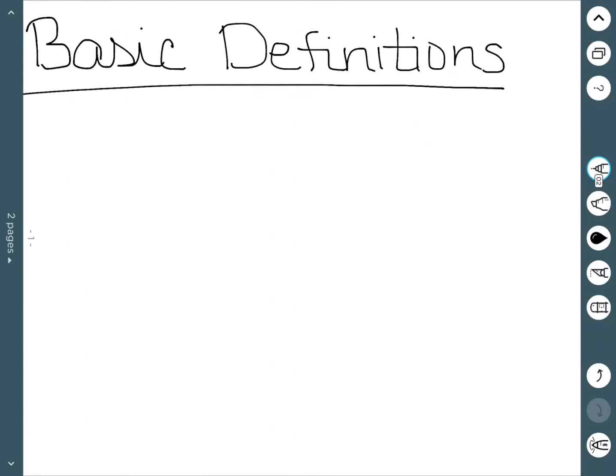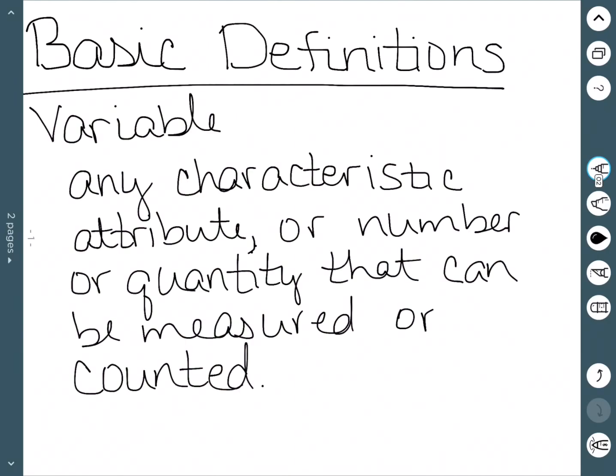Here, we'll discuss some basic statistical definitions. One of the most basic definitions will be that of a variable. A variable will be any kind of characteristic attribute or some kind of number or quantity that we can measure or count. As an example, let's suppose we're going to do a study on college graduates.